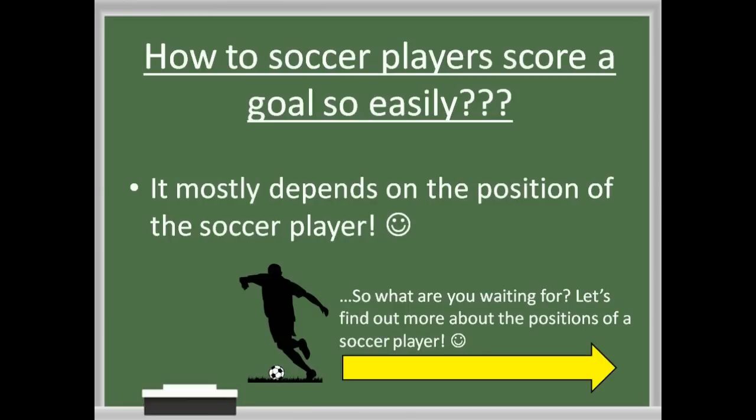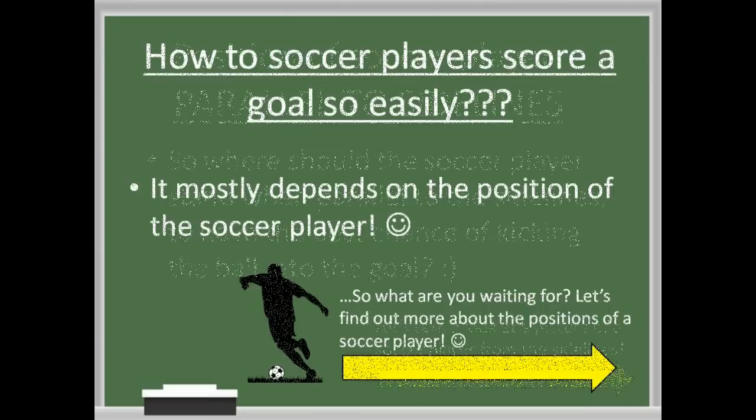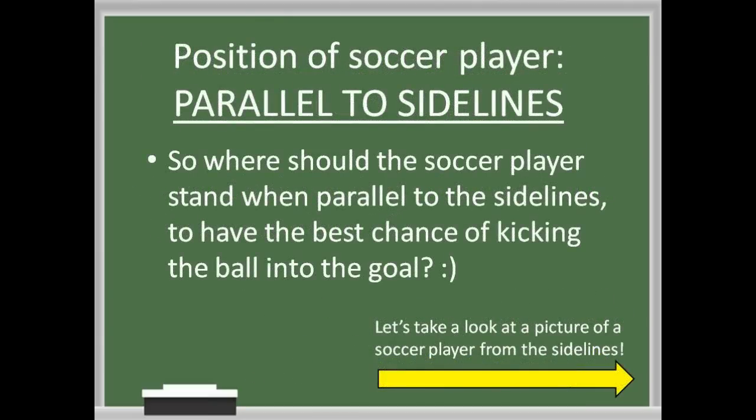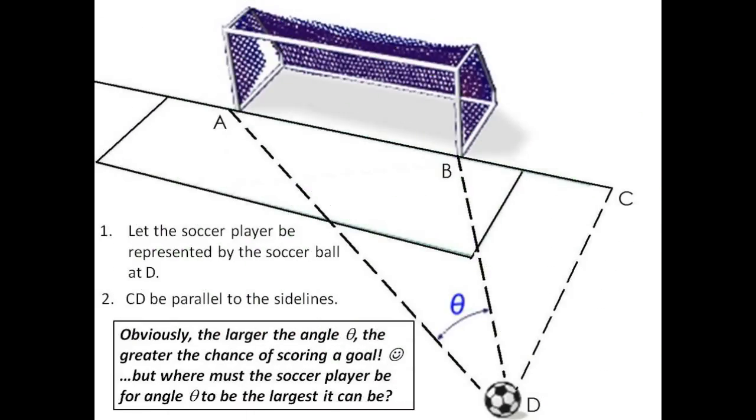This actually mostly depends on the position of the soccer player. Let's take for example, the soccer player is parallel to the sidelines. So where should he or she stand to have the best chance of kicking the ball into the goal? Here's a diagram illustrating the scene going on. The soccer player is represented by the soccer ball at E, while CD is parallel to the sidelines. Obviously, the larger the angle the greater the chance of scoring the goal. But where must the soccer player be for the angle to be the largest it can be?